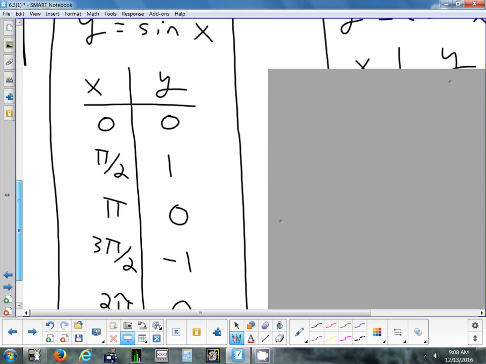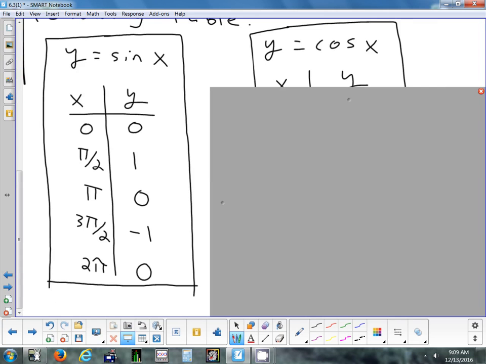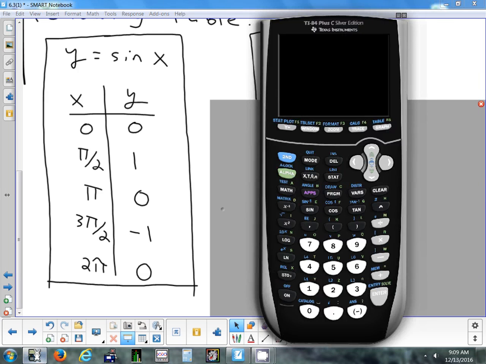Okay, any questions on that table? Okay, so those are your 5 original points for sine. Anytime you want to graph sine, you always start with this table. And then we do something to either the x values, the y values, or both, depending on how we're transforming it. If we're going to do anything vertical, we're going to adjust the y values. If we're going to do any kind of horizontal shifting or stretching, we're going to adjust x values, because x's are horizontal. All right, let's look at cosine.